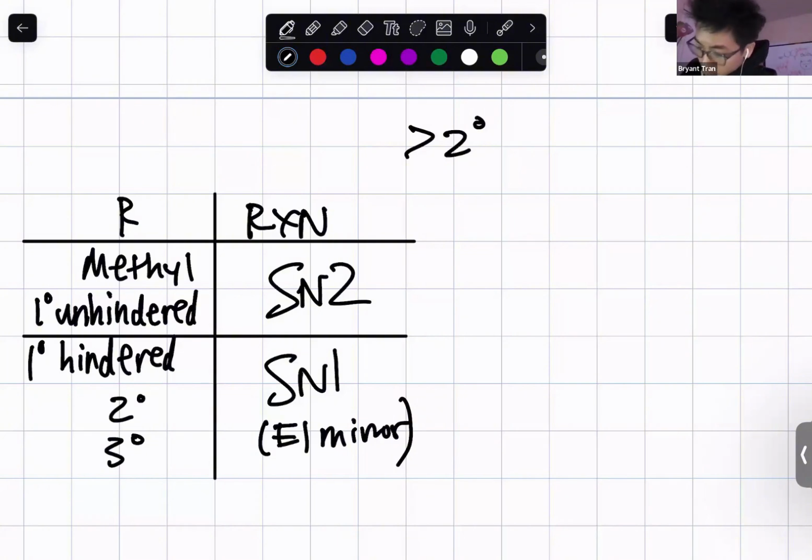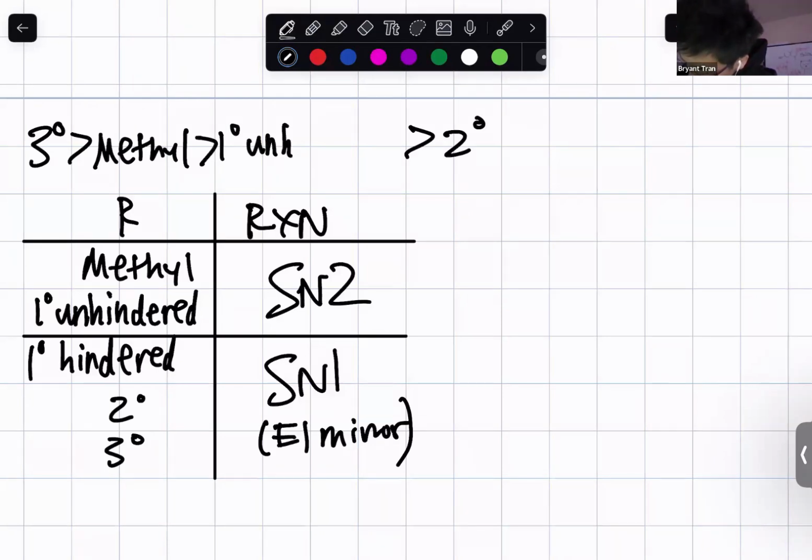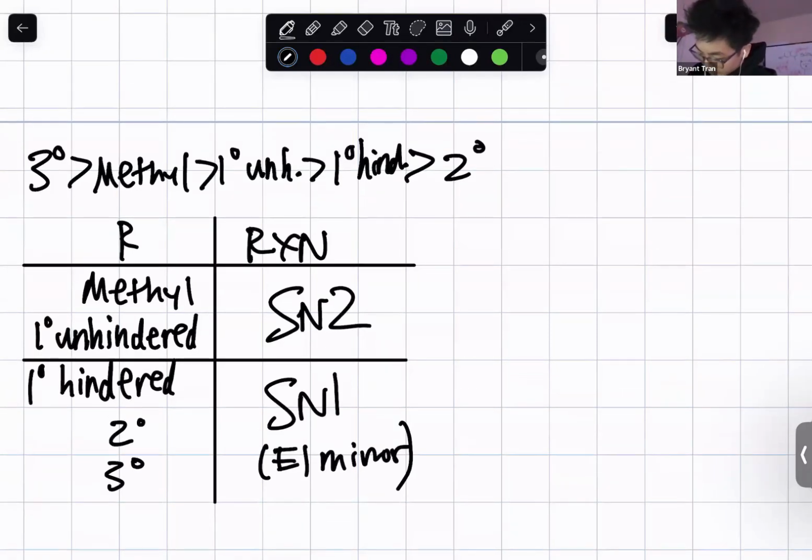And then the priority: tertiary will have the highest priority, and then methyl, and then primary unhindered, and then primary hindered, and then the lowest priority is secondary substrate. Right.